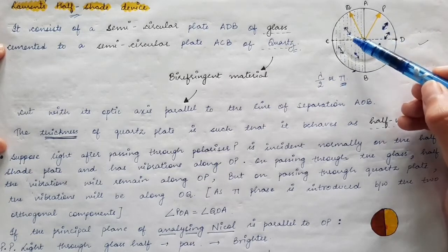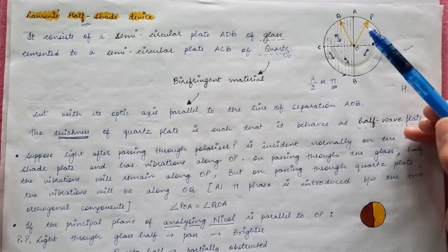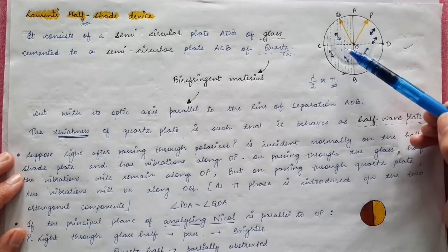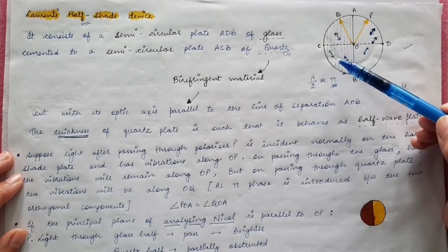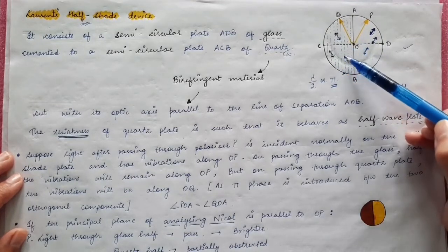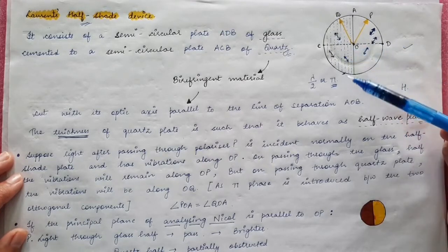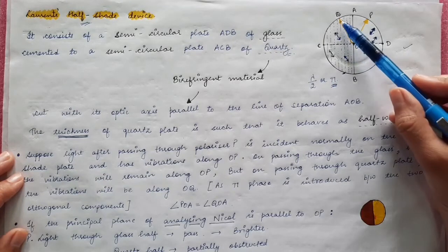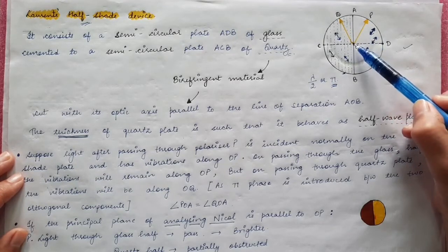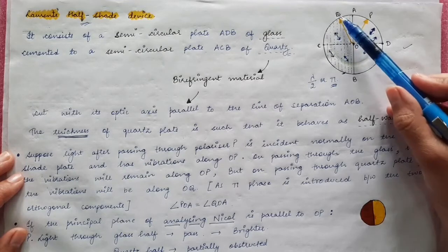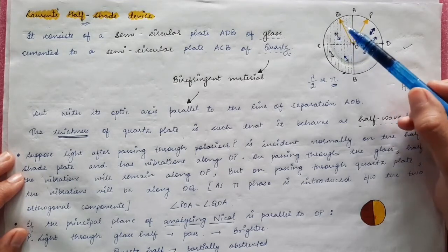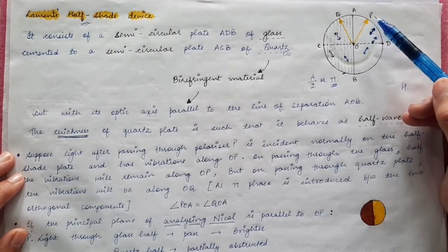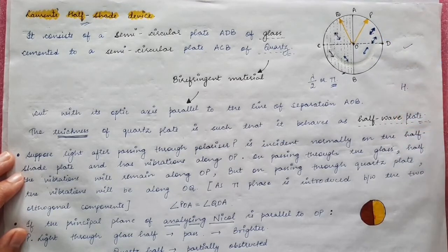But the light which is coming out of the quartz plate, which acts as the half wave plate, will have the vibrations of the electric field in this direction, because a phase difference of pi has been introduced. So the vibrations I have shown in this manner. The vibrations are represented by OQ arrow for the light which is coming out of the quartz plate, and OP is the vibration of the electric field of the light which is coming out of the glass plate.